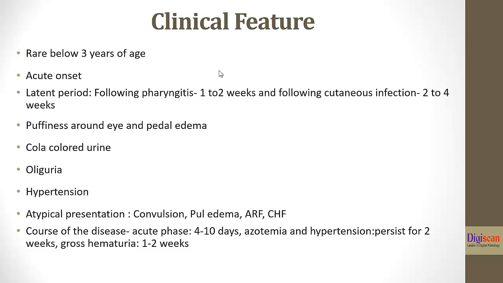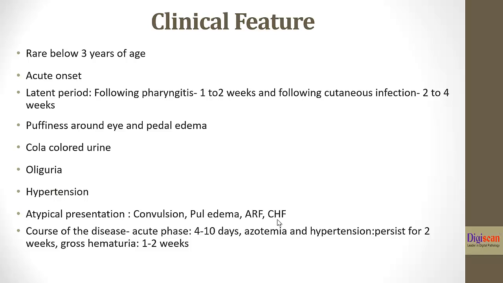Now we come to the clinical features of nephritic syndrome. It is rare below 3 years of age. It has an acute onset. There may be a latent period of 1 to 2 weeks following pharyngitis and 2 to 4 weeks following a cutaneous infection. There is puffiness around eyes and pedal edema. Cola or brown colored urine is there. There may be oliguria, hypertension, and atypical presentation comprises of convulsion, pulmonary edema, acute renal failure, and congestive heart failure.